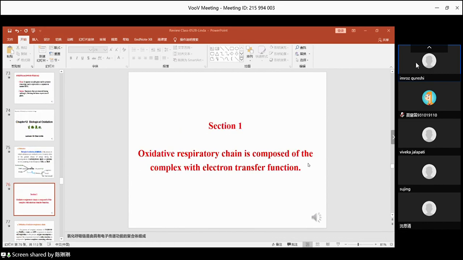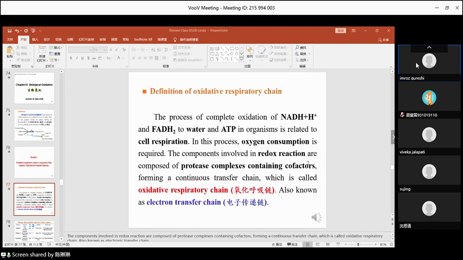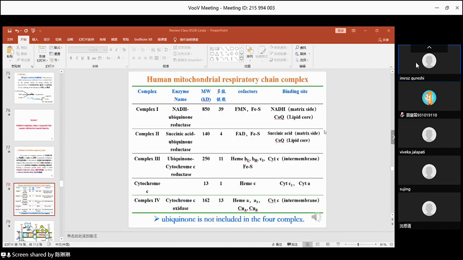In this chapter, first you should remember the definition of the oxidative respiratory chain. And next, you should remember the 4 kinds of complexes of the human mitochondrial respiratory chain. You should remember in this table the enzyme name of each complex and the binding site of each complex. Remember this, and I will give you some single choice questions of this table.